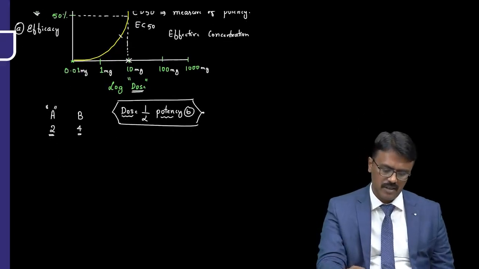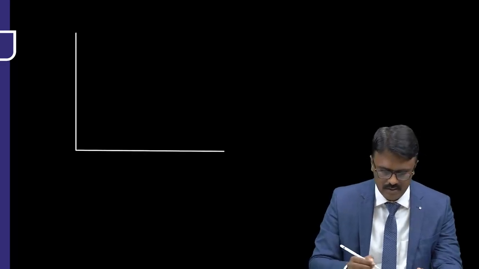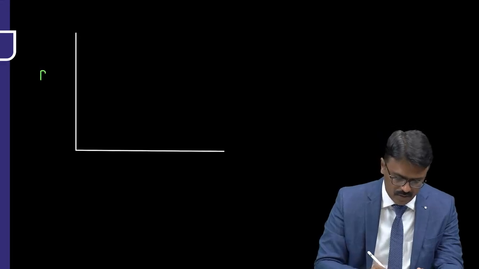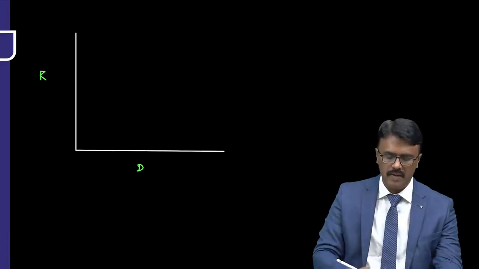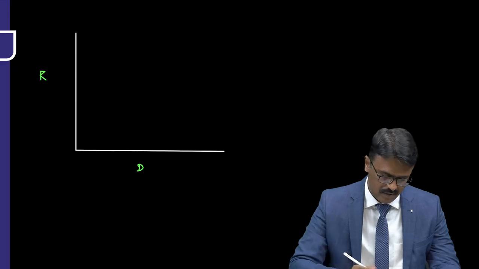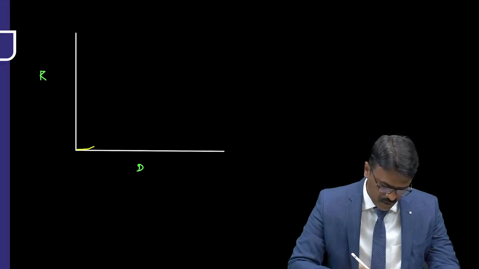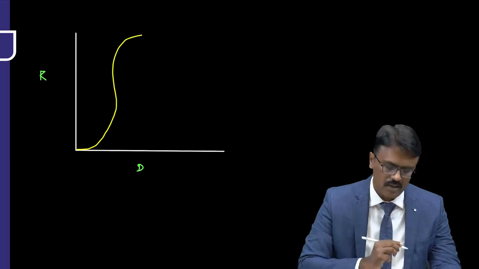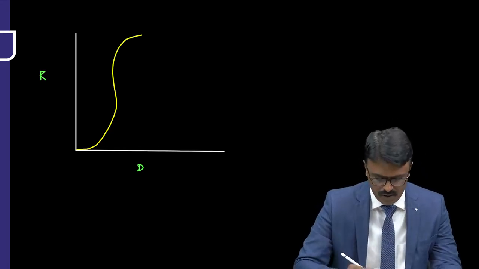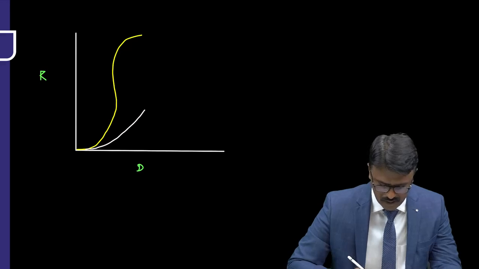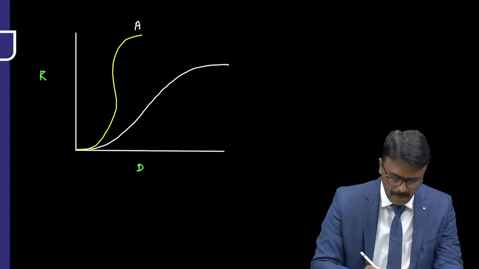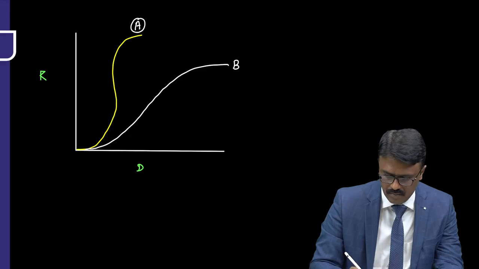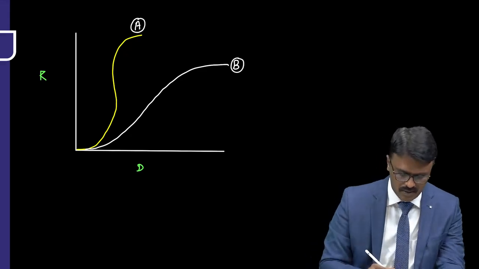Let me give an example for that. So this is the y-axis, this is the x-axis, and we know that is the response, and this is the dose of the drug. Now, there are two drugs. Let me write two drugs here. One drug is producing a response like this, and one more drug is producing a response like this. Now let me tell it as A and let me tell it as B.